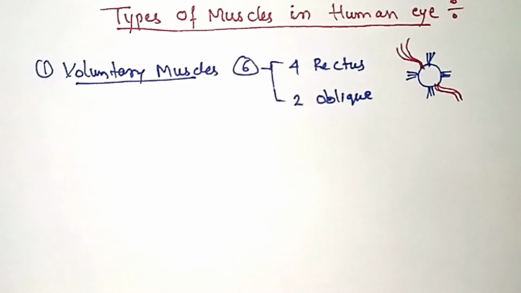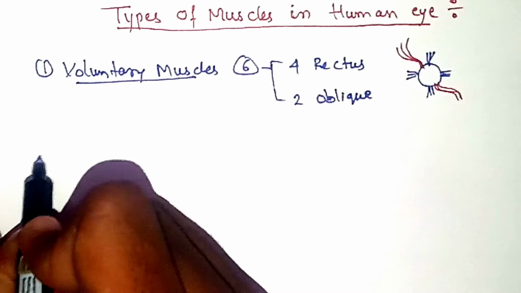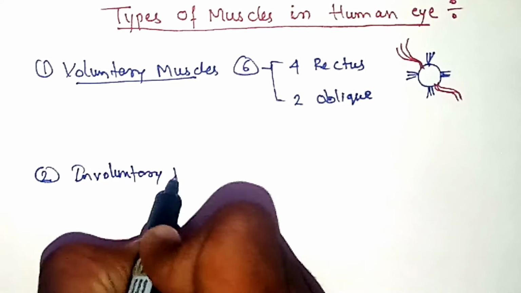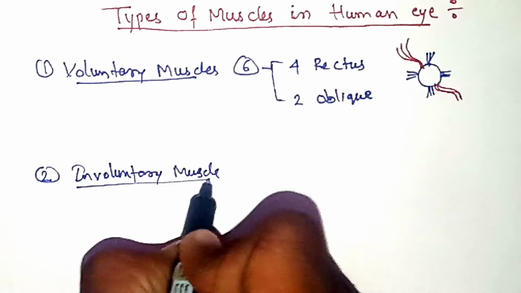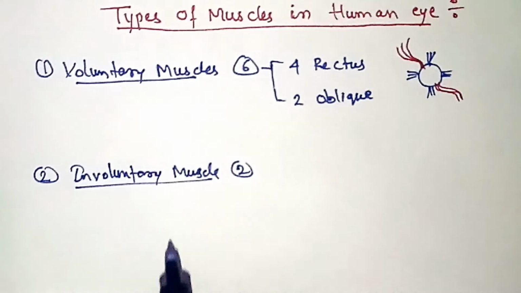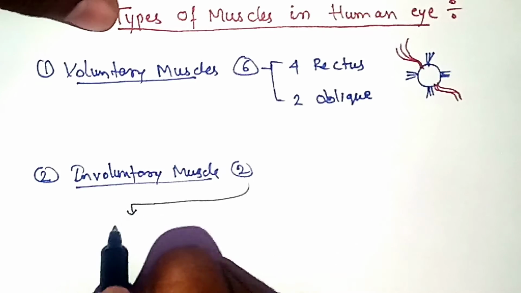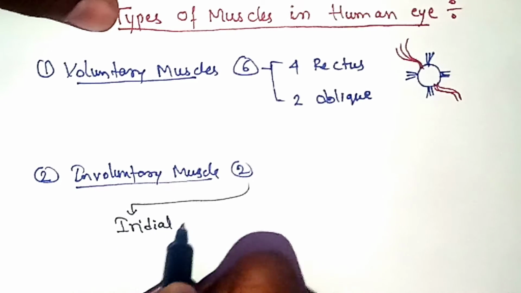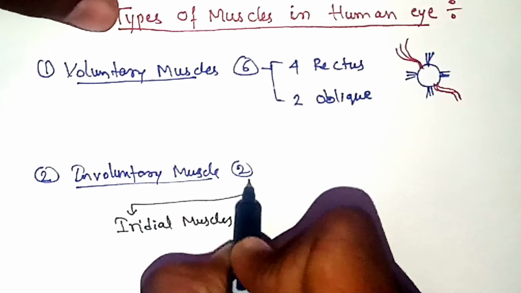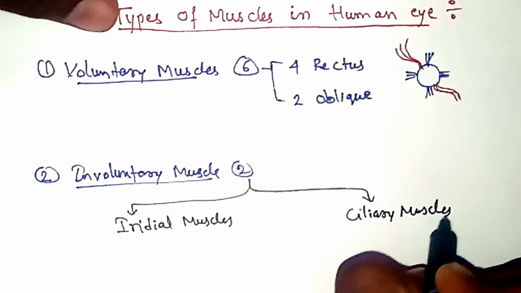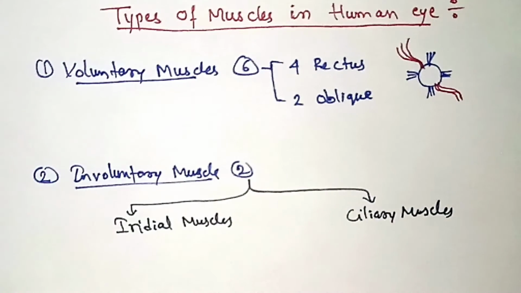Now the second type of muscles present in the human eye are involuntary muscles. These are of two types: one is iridial muscles and second is ciliary muscles. Iridial muscles control our pupil.